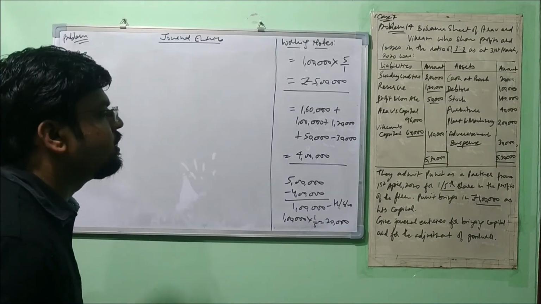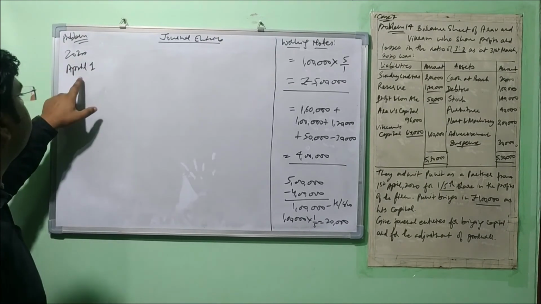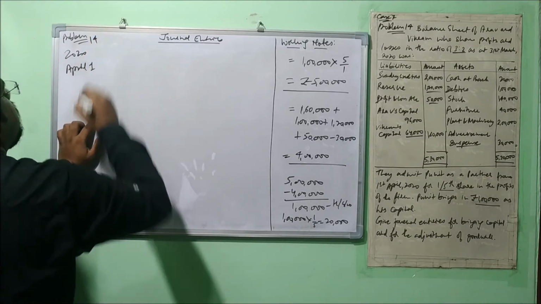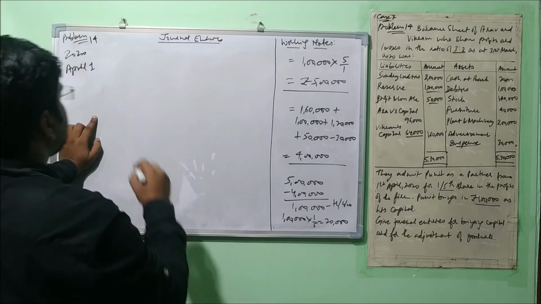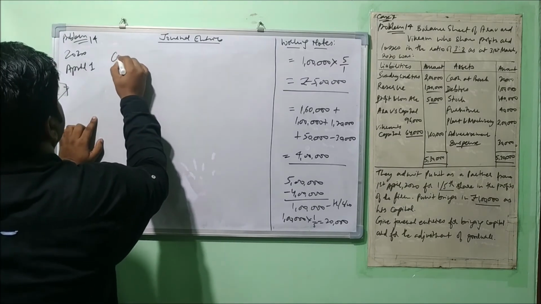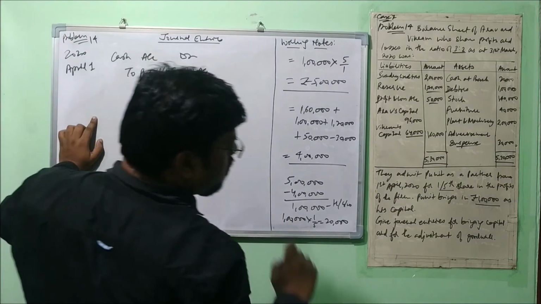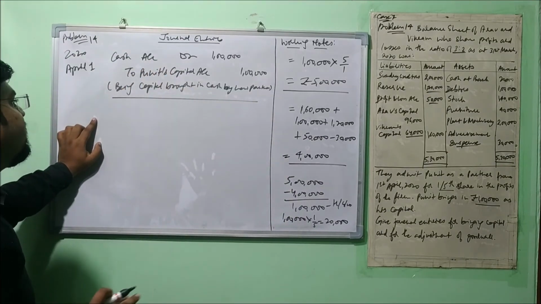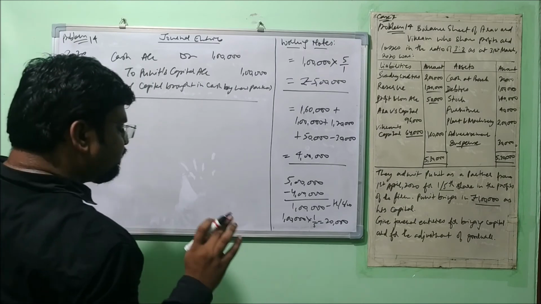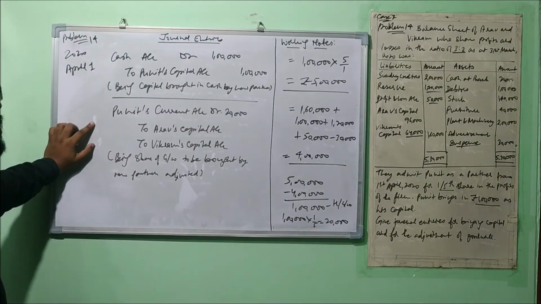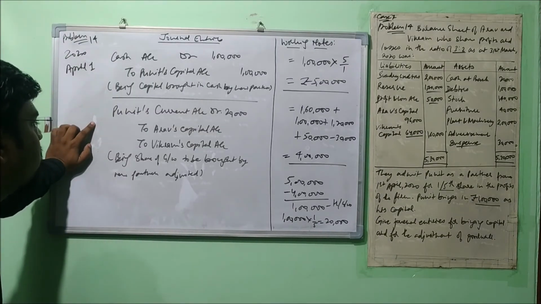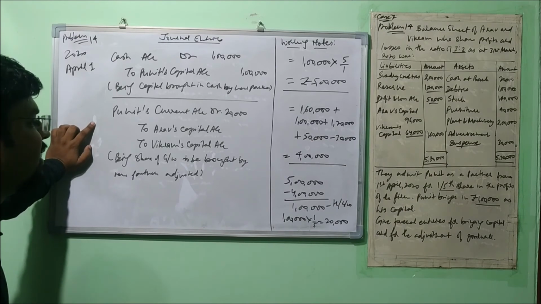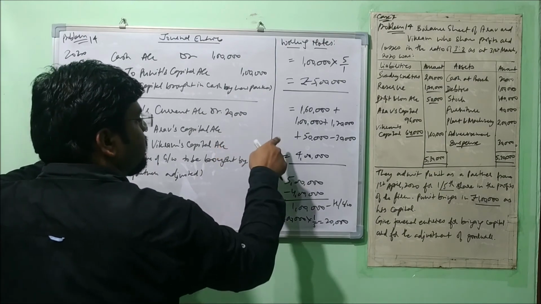Now we can pass the journal entry. On 1st April 2020 we will pass the entry. This is problem number 14. First entry will be for bringing capital into cash. How much amount has he brought? 1 lakh. So this is the entry for bringing the capital. Now we pass the entry for hidden goodwill. Puneet's current account debit 20,000 to Arav's capital, to Vikram's capital, being share of goodwill to be brought by the new partner adjusted. Now this amount will be shared in the sacrificing ratio.